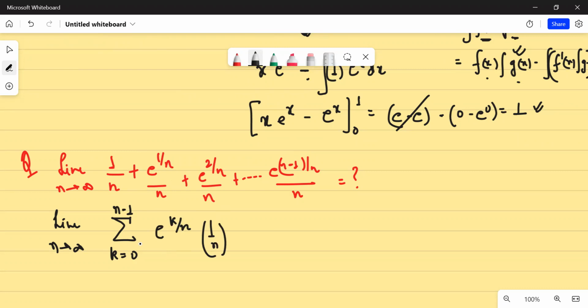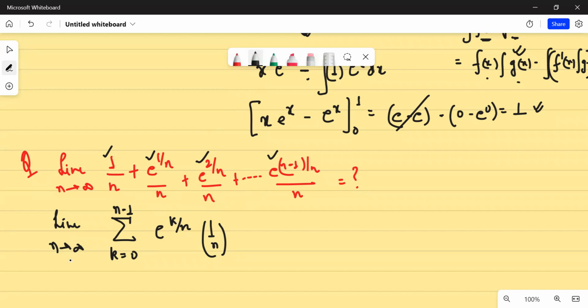See, place k equal to 0. This will be e to the power 0. This is 1. Here it is. You place k equal to 1. This is e to the power 1 upon n. You place k equal to 2, e to the power 2 upon n. And you place k equal to n minus 1. This is e to the power n minus 1 upon n. And all of these, you can multiply by 1 upon n. Is that clear?